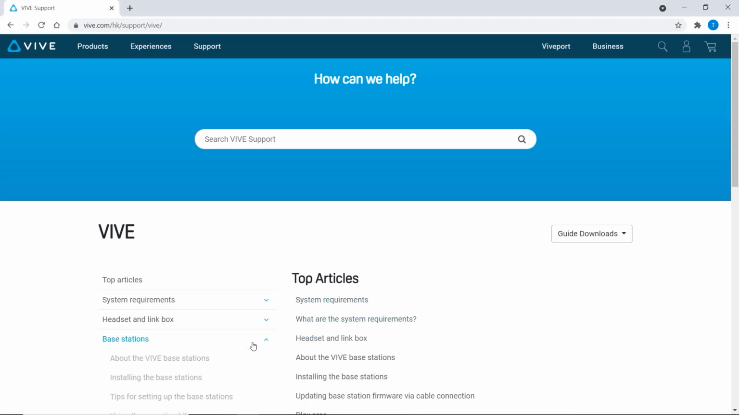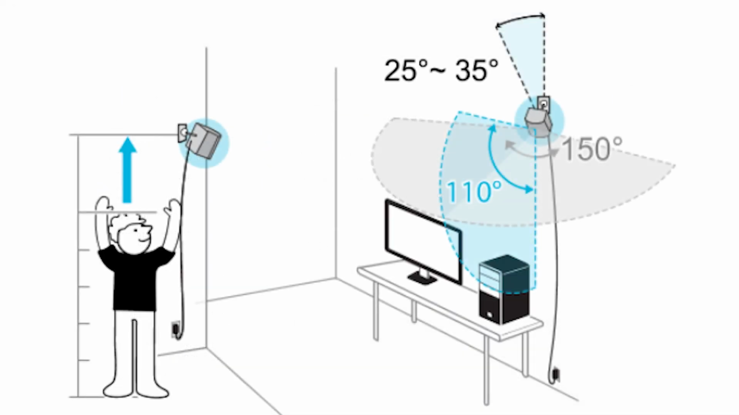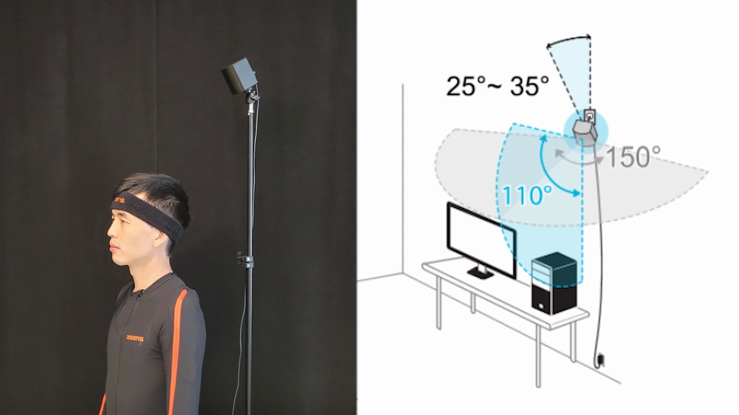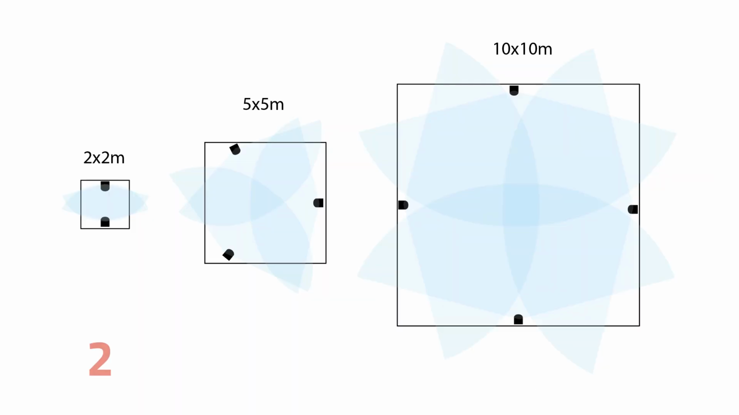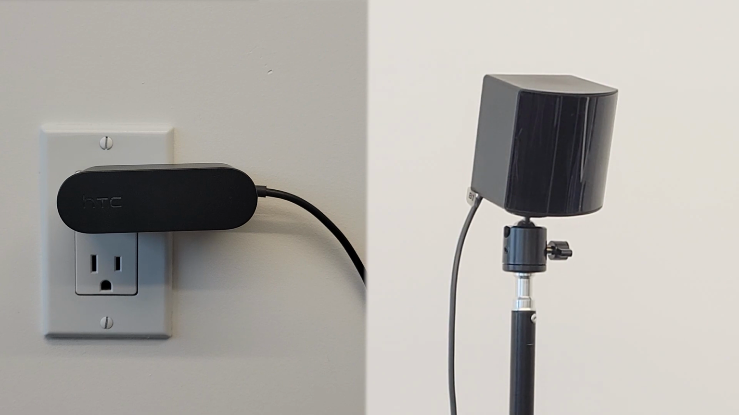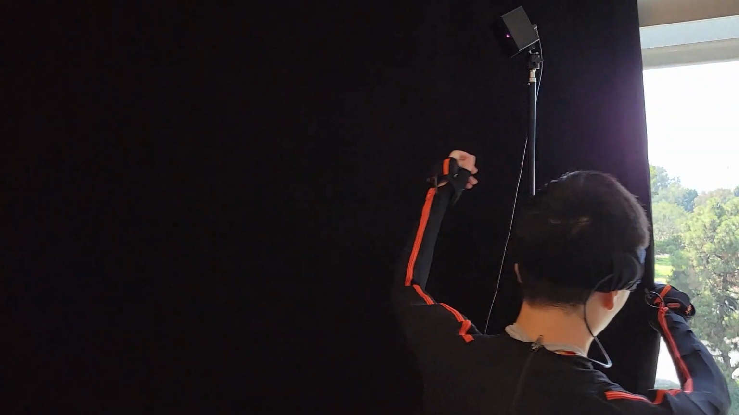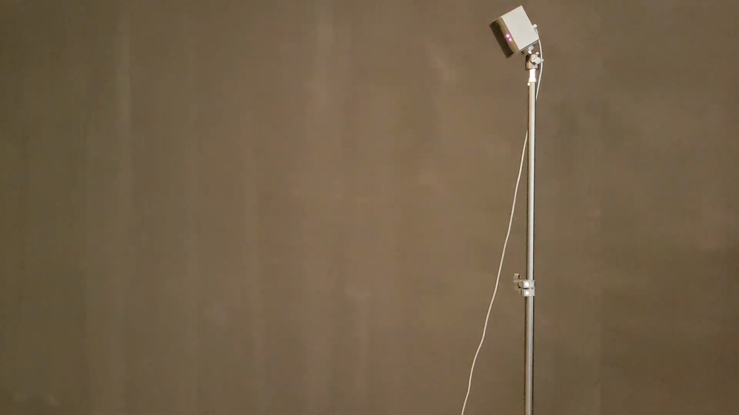Documentation on how to properly set up your base station play area can be found on Vive's support page. In general, the base station should be placed above the talent and angled down at about a 30-degree angle. The number of base stations will determine your play area's size, as you can see in this chart here. Plug each base station into a power outlet and wait for the status light to turn bright green. If possible, block any sunlight from your play area, as this can cause interference in Vive's tracking.